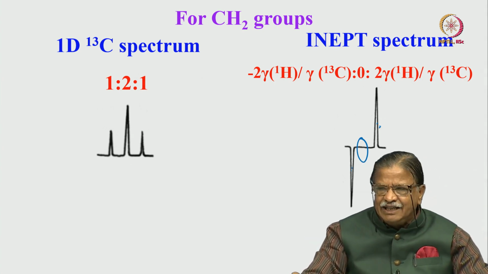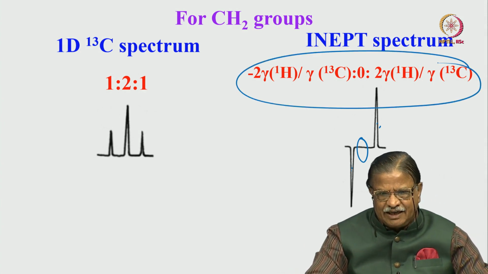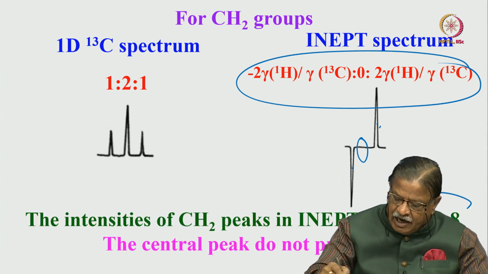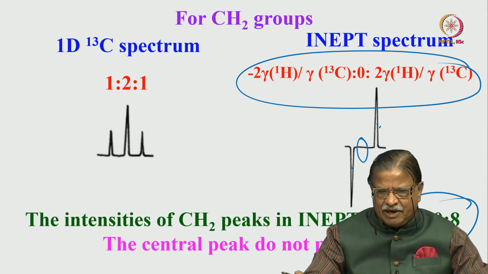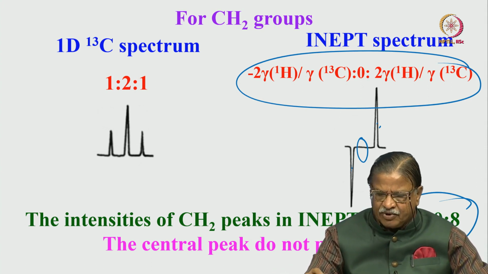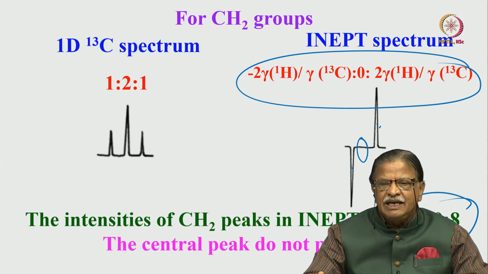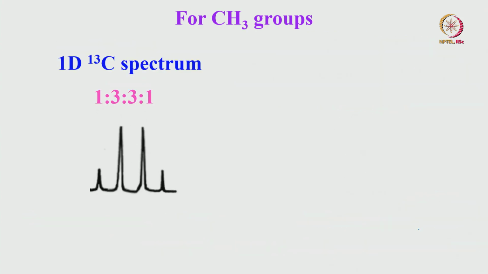And how much is the gain in the signal? You can find out from this. This is the gain in the signal intensity. So if you put that value, the intensities of the CH2 peak are minus 8, 0 and plus 8. The central peak will not get any magnetization transfer, whereas the outer components will have minus 8 and plus 8 intensity. This is what happened for a CH2 carbon. What about the CH3 carbon? CH3 carbon intensity is 1331 in a normal carbon 13 spectrum coupled to 3 protons. That we know. Intensity is 1331.